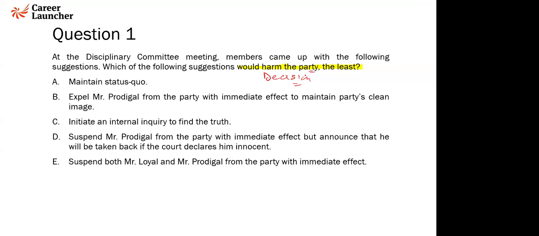That is what is called dharm sankat. In many of these DM questions, you'll find a dharm sankat kind of question where you have to balance the situation and take the best decision, and the criteria is given to you. As I said, I have to take a decision based on the criteria that the party should have the minimum damage.